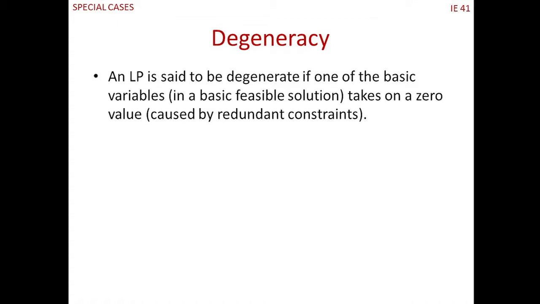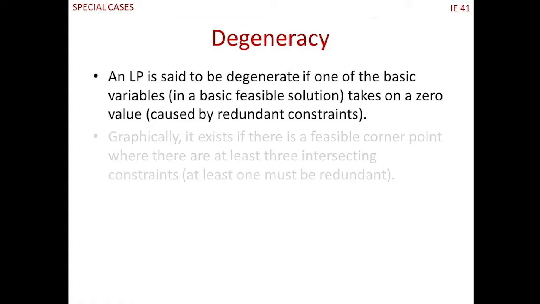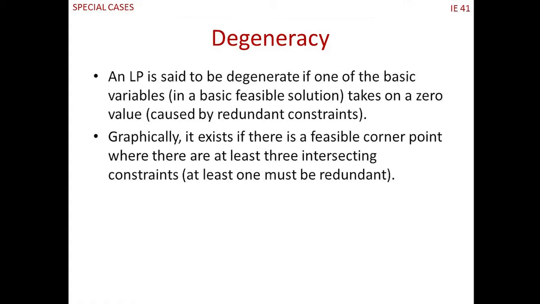Degeneracy. Another special case in linear programming is degeneracy. An LP is said to be degenerate if one of the basic variables in a basic feasible solution takes on a 0 value. This is caused by redundant constraints. Graphically, we can see a degenerate LP if there exists a feasible corner point where there are at least 3 intersecting constraints. At least one must be redundant.